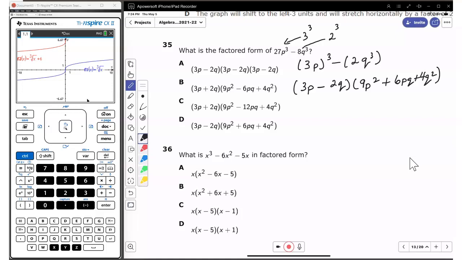So your answer should be not A, and not B and C. So your answer should be D, because it's going to be 3p minus 2q, and you have 9p squared plus 6pq plus 4q squared.